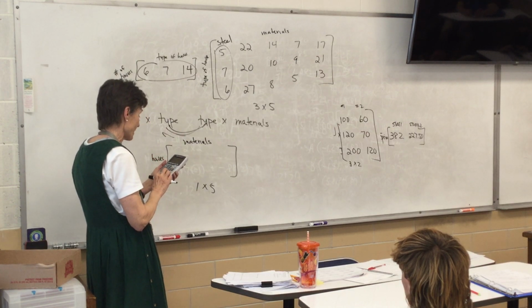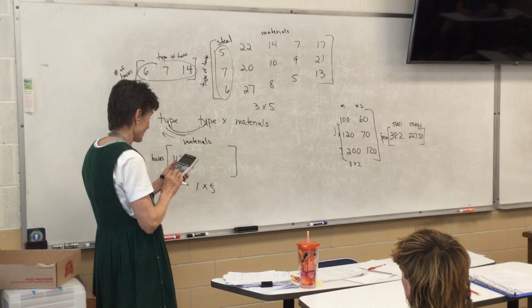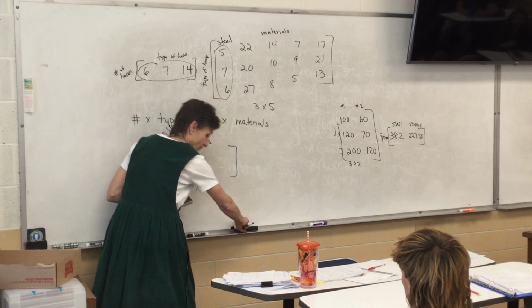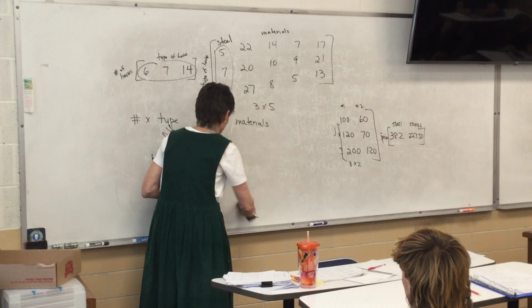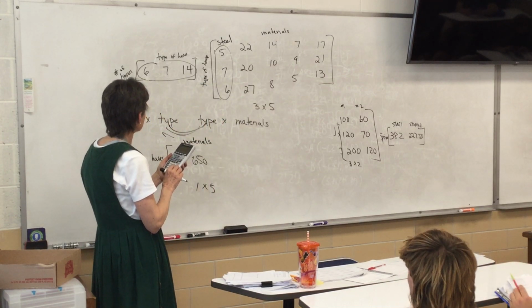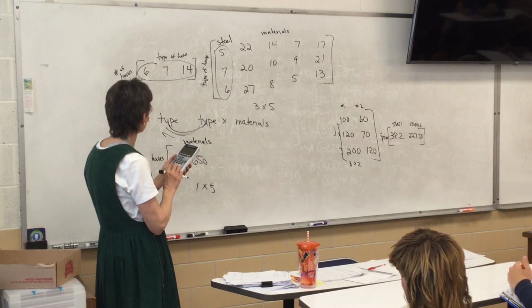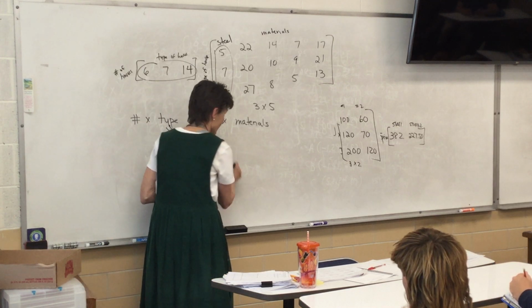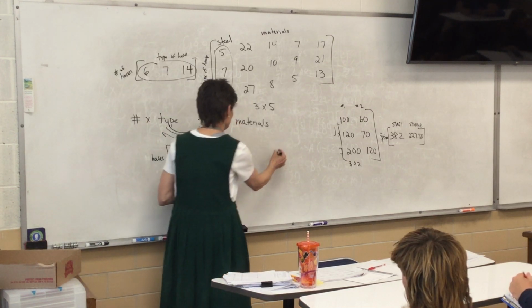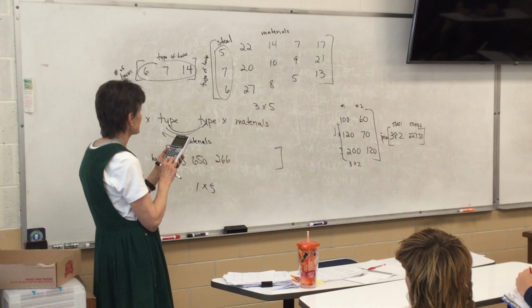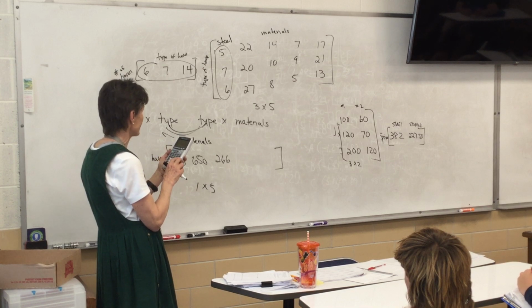And then 6 times 22, 7 times 20, and 14 times 27. That's going to be the amount of wood I need. And 6 times 14 plus 7 times 10 plus 14 times 8. That's how much glass I need. This is telling me how much material I need altogether.